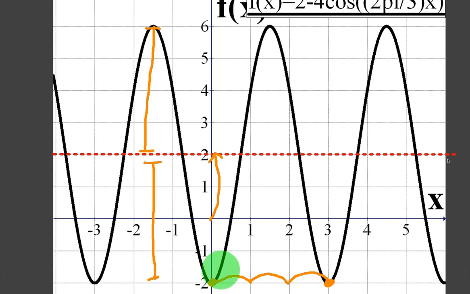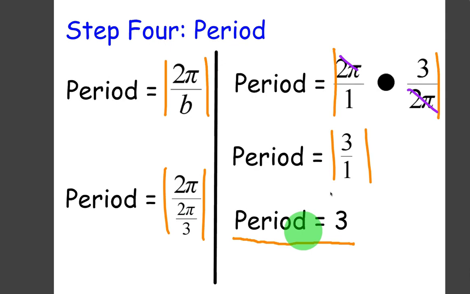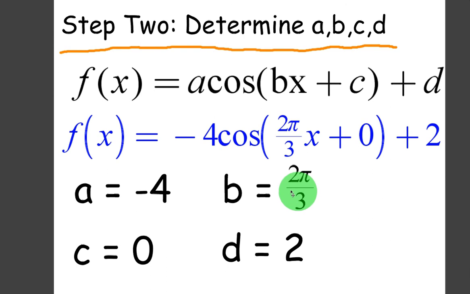Now let's talk about frequency. So frequency, I said, is just the b value. So let's look at the b value, 2 pi over 3. So we know that pi is around 3.14, right? So if I were to estimate what this is, the pi would more or less cancel with a 3, and the frequency would be around 2.